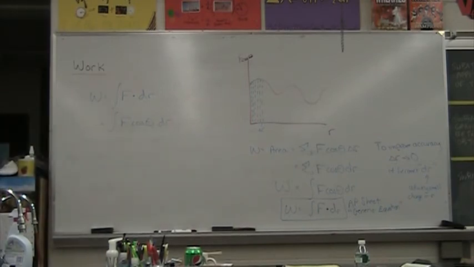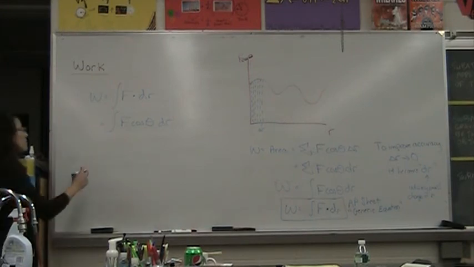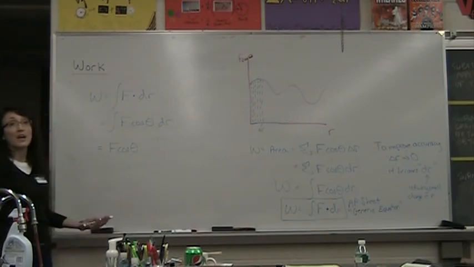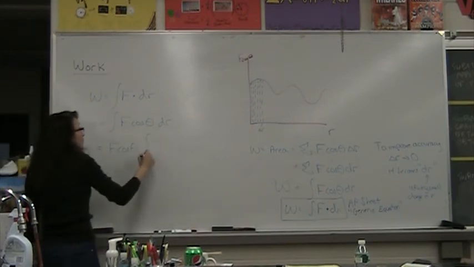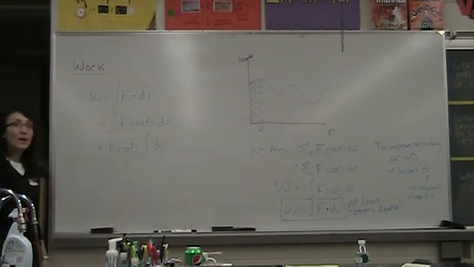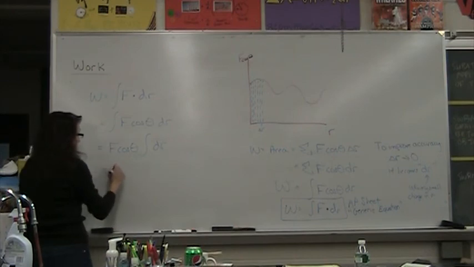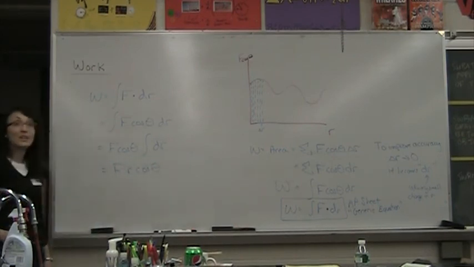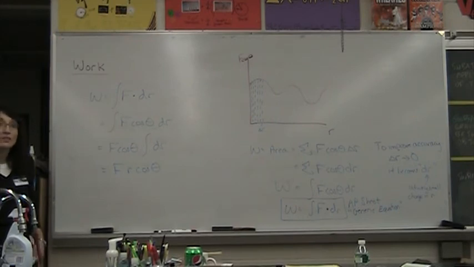And then if your force was constant, what does that mean when it comes to integration? If we have constants in our integral, what do we do with them? Just take them out. So if our force is constant, we're assuming the angle that it's at is constant as well, or else it wouldn't be a constant thing. We can pull that out. What's the integral of just dr? And what does this become? Fr cosine theta, the equation that we've used all along.